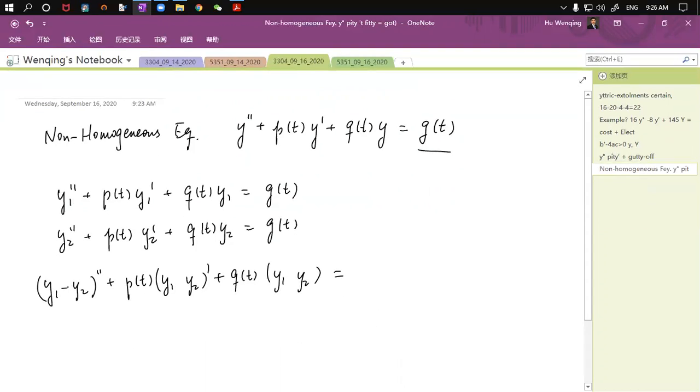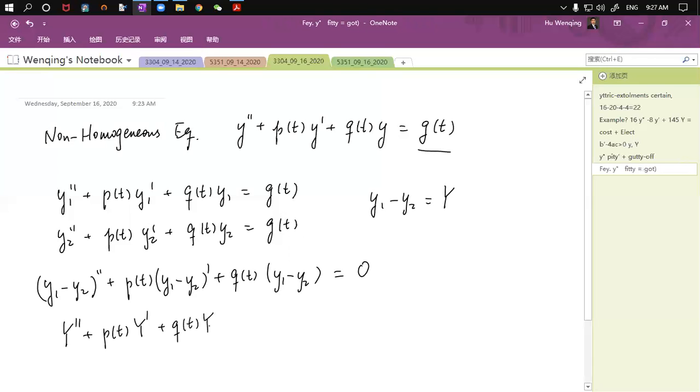If you do subtraction, you're going to see that the situation is good. Because this is a linear equation, you can just subtract these two solutions and put the derivative outside of the subtraction. It's completely fine. If you subtract g of t from g of t, you're going to end up with 0. So that's going to be a homogeneous equation. That means if you set y1 minus y2 equal to a capital Y, another solution, then Y double prime plus p of t times Y prime plus q of t times Y is going to be 0. That's a homogeneous equation.